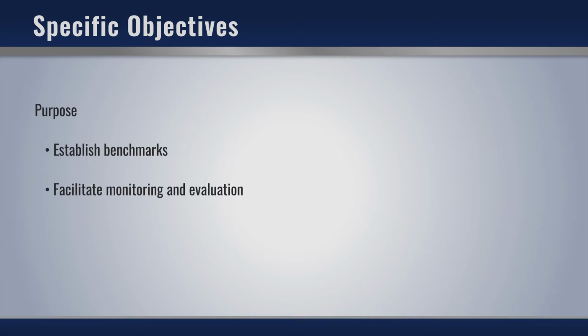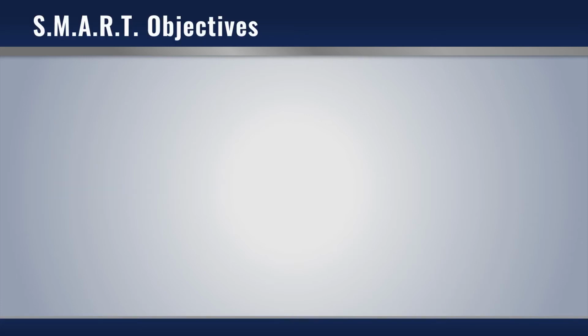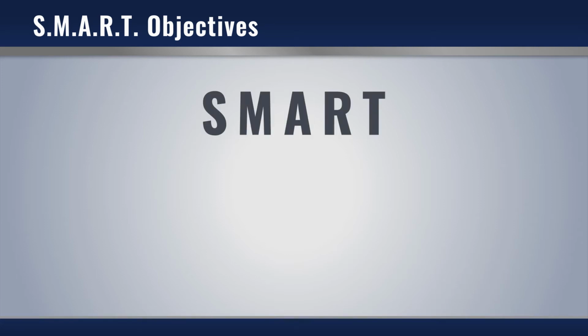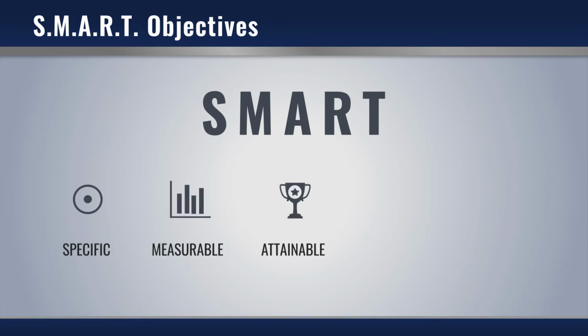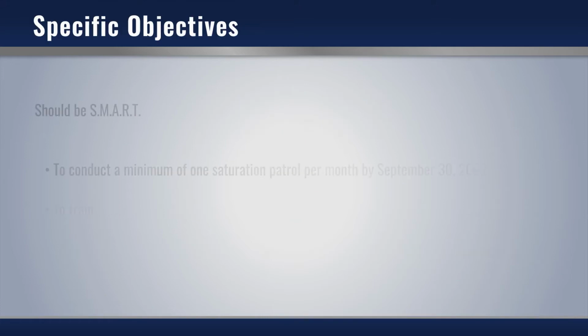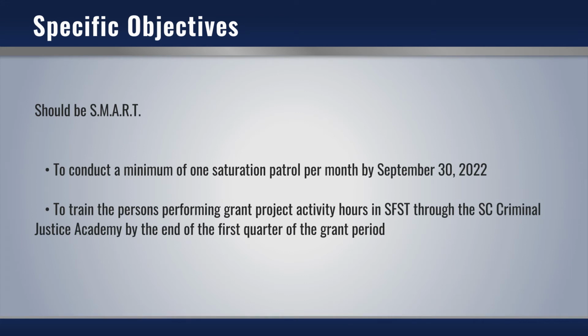Purpose of specific objectives: establish benchmarks, and also facilitate monitoring and evaluation. When creating or drafting your specific objectives, we ask that you create SMART objectives: specific, measurable, attainable, relevant, and time-based objectives. To recap, specific objectives should be SMART: specific, measurable, attainable, relevant, and time-based.